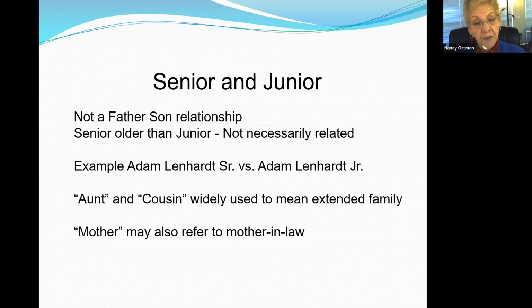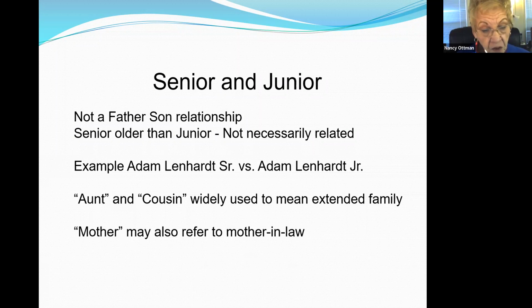Senior and junior. Don't get confused or assume that if someone has senior after their name, that junior is their offspring. Senior merely denotes that they're older. In my family, I had a senior Adam and a junior Adam, but they are not related. They were not father and son.